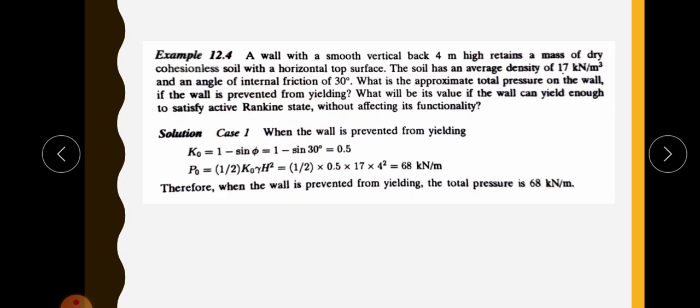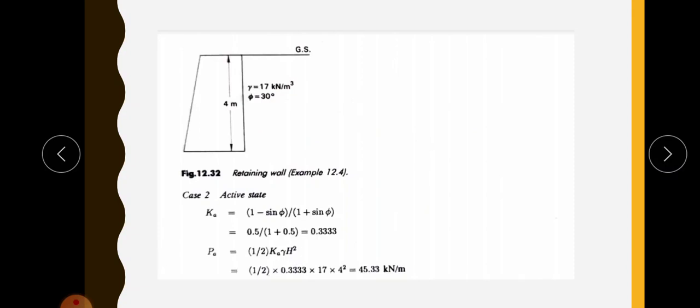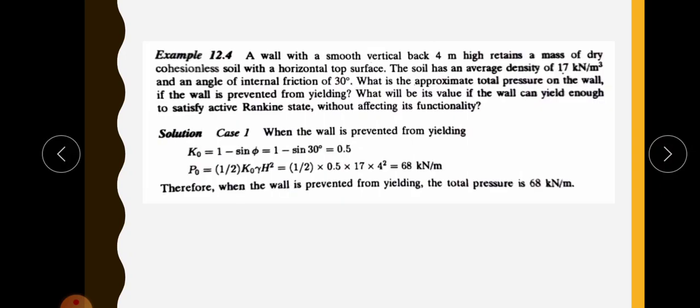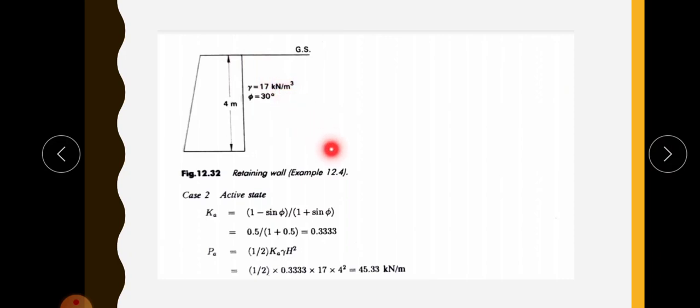So what is P naught? You can draw the triangle variation like this. So P naught will be equal to half into K naught into gamma into h square. That is the area of the triangle, the lateral earth pressure triangle. And it will be acting at a height of h by 3 from the bottom. I am not drawing the figure again. For the exam you have to draw that figure. Okay, so I am not repeating it again. It is the basic things.